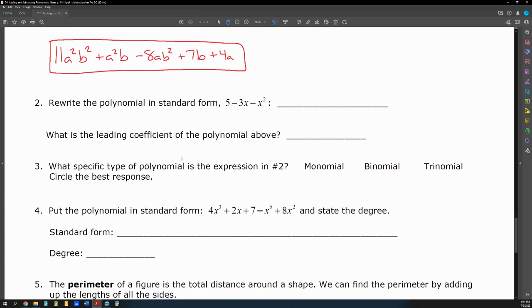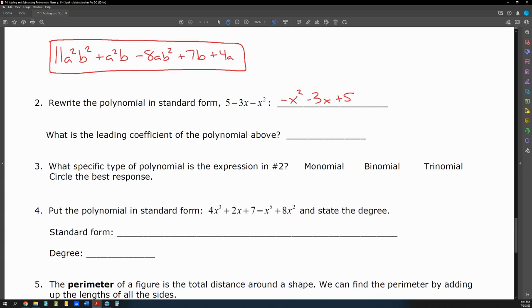All right, number 2, let's go ahead and rewrite this in standard form. Again, decreasing power order. We start with the x squared. I notice we have a negative x squared. Keep that coefficient negative 1. Okay, next is our x term, negative 3x. And finally, our constant term, which is positive 5.